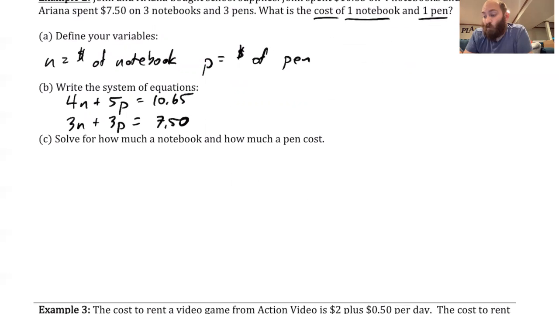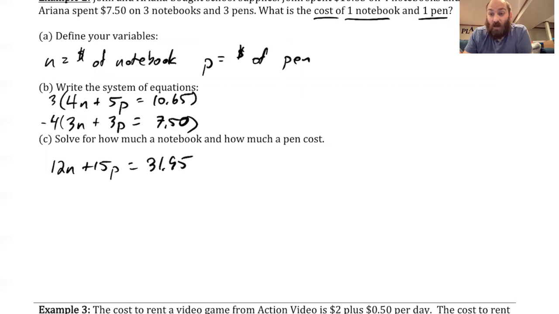So I look at this scenario. I'm going to get rid of N just because they're smaller numbers. I'm going to multiply this by 3, this by a -4. So I have 3 times 4 is going to give me 12N. 3 times 5 is 15P. And that's equal to 3 times 1065. 3 times 1065 is going to be 3195. On the second equation, I got -4 times 3N is going to give me a -12N. -4 times 3 is a -12P. And then -4 times 750 is going to give me a -3000.